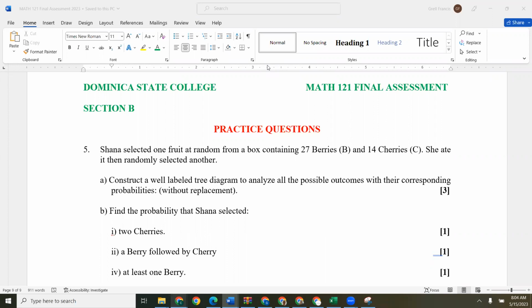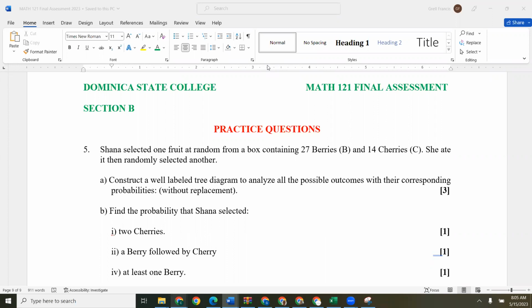Number 5. Shanna selected one fruit at random from a box containing 27 berries, B, and 14 cherries, C. She ate it, then randomly selected another. Construct a well-labeled tree diagram to analyze all the possible outcomes with their corresponding probabilities.